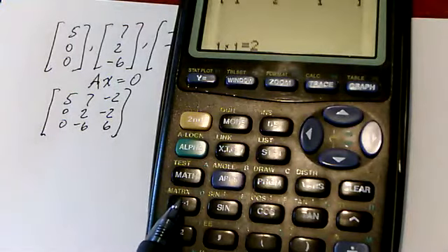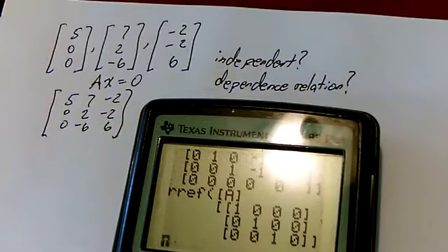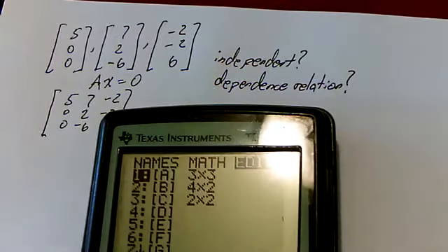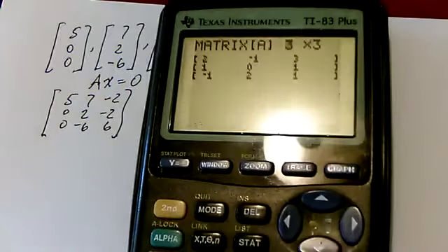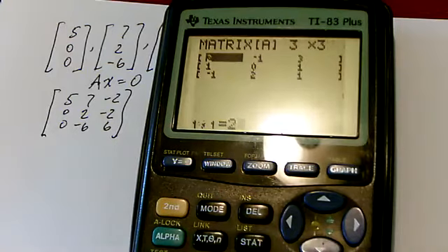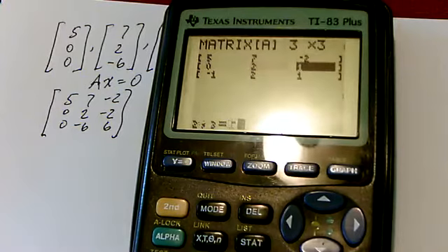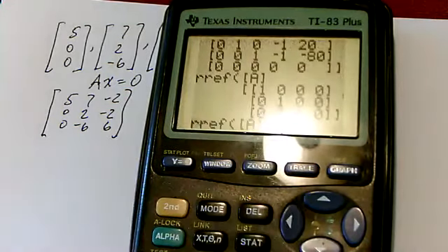Again, go to your calculator. Okay, second matrix, right? It's above x inverse. Got a little ahead of myself there. Second matrix, go over to edit. You can edit any of your matrices. I usually do most of my work in matrix A just because it's easy. I've got a 3 by 3, so type 3 by 3 there. 5, 7, -2, 0, 2, -2, 0, -6, and 6. Okay, so quit and then do RREF.